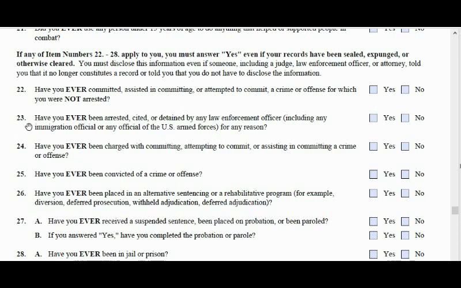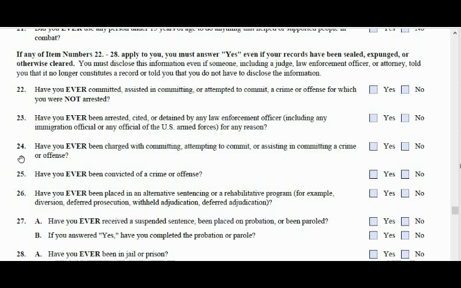23. Have you ever been arrested, cited, or detained by any law enforcement officer, including any immigration officer or any officer in the U.S. Armed Forces, for any reason? If you have ever been arrested or detained, then you check yes. If it's not the case, check no.